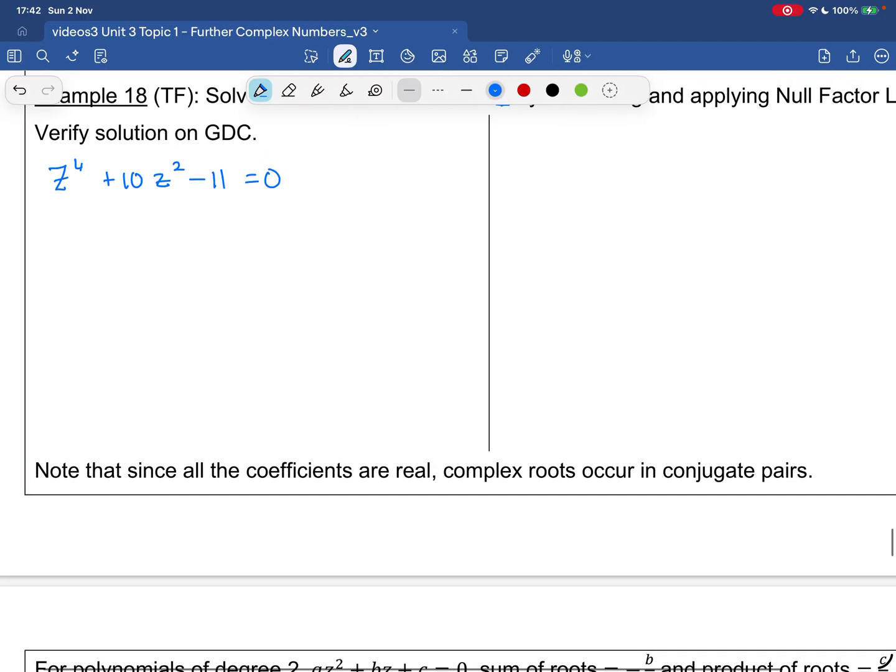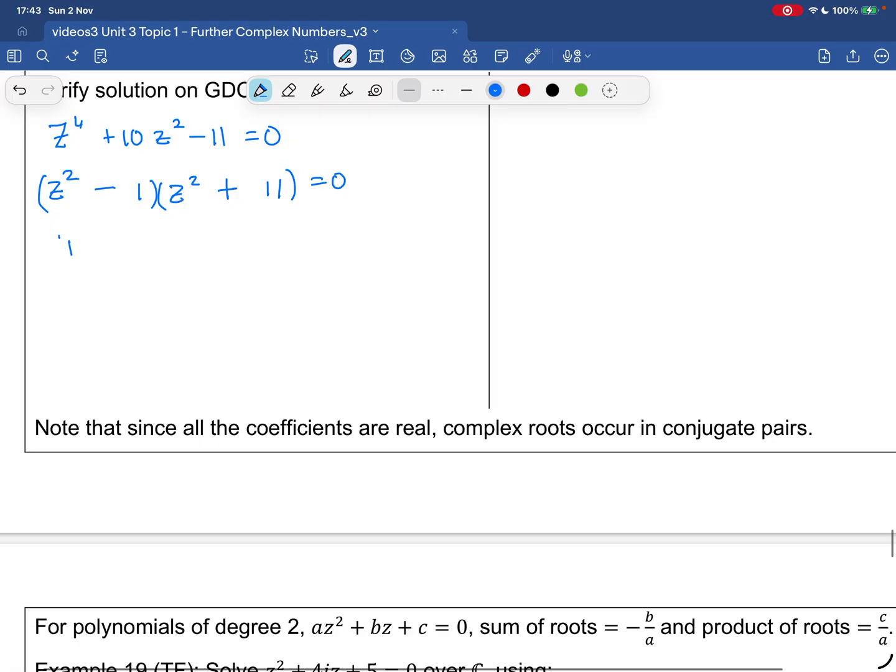Now, you might recognize this as a quartic, but it's also in a form that we could use our quadratic factorization, because instead of having z, I could have z squared, and my factors of 11 are 1 and 11, and that I can get to give me 10. So it's 1 and 11, so plus 11 minus 1, and that gives me a null factor law.